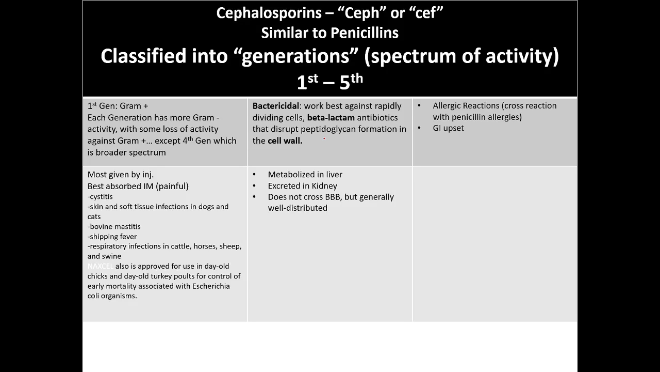Most cephalosporins are given by injection. They're best absorbed if you give it IM, but that is painful. We're going to use it for cystitis, skin and soft tissue infections in dogs and cats, bovine mastitis, shipping fever in cattle, and most of those are respiratory infections. So respiratory infections in cattle, horses, sheep, and swine. Also in day-old chicks and day-old turkey poults for control of early mortality associated with E. coli. These are metabolized in the liver, excreted in the kidney. They work really well. They do not cross the blood-brain barrier, but in general are well distributed.